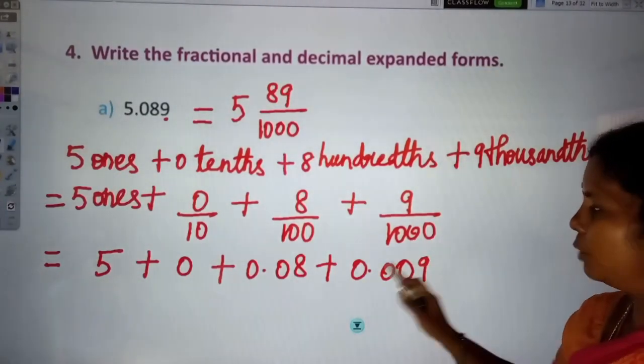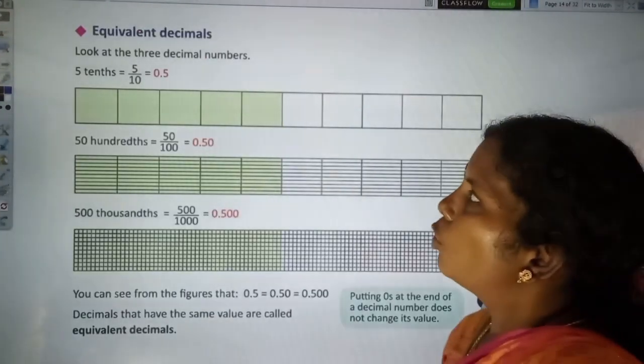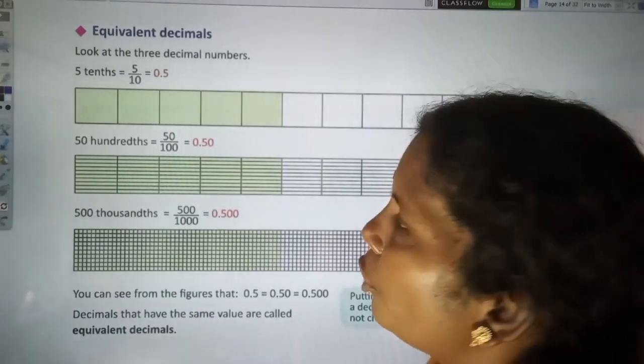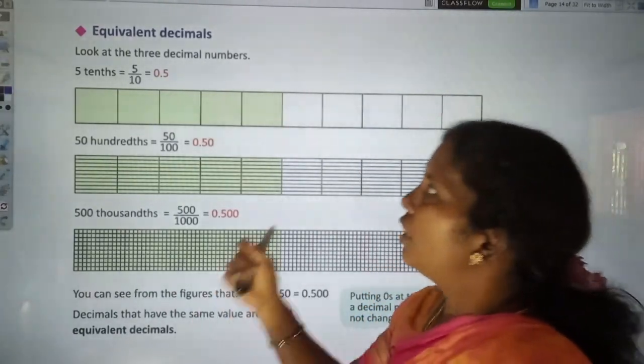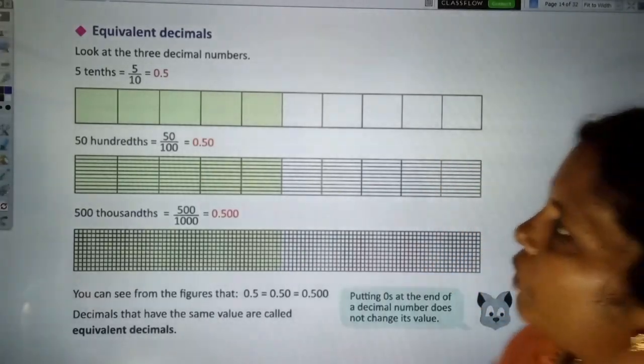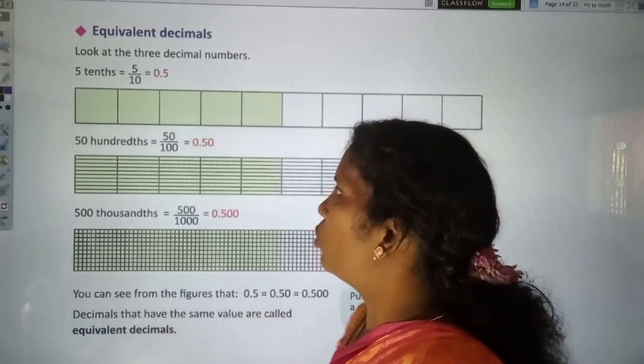Hence we have to put the decimal point before 3 numbers. Now, equivalent decimals. What is meant by equivalent decimals? You know, already we have seen equivalent fractions in fractions. The same way, equivalent decimals. See here, given 5 tenths, 50 hundredths, 500 thousandths.